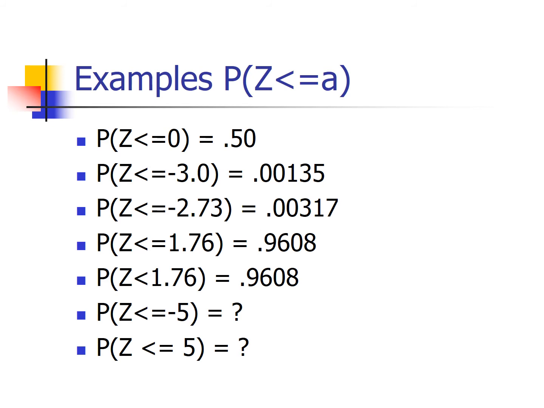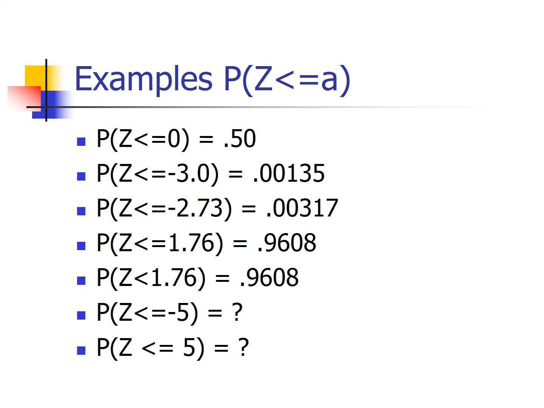Next is the probability z is less than or equal to 1.76. Again, now we have to go to the positive table because that's a positive number. We go to the 1.70, down, down, down, down to 1.70. Then we go over to 0.06. That's going to give us 0.9608.